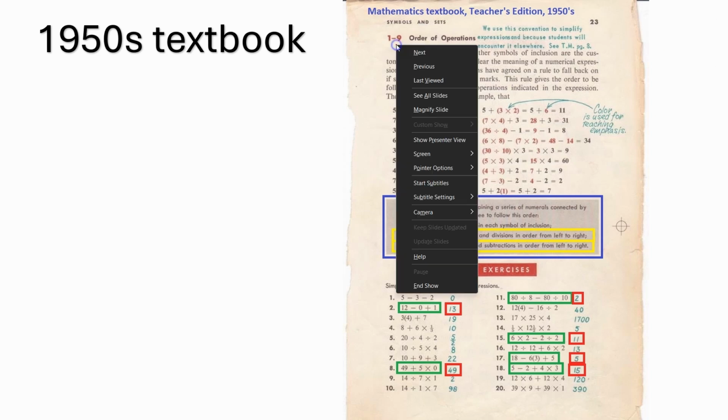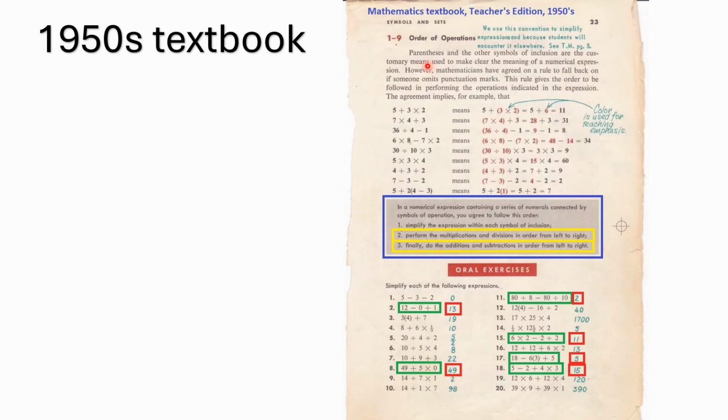And in this 1950s textbook, they are pretty clear. It says, parentheses and the other symbols of inclusion are the customary means used to make clear the meaning of a numerical expression. However, mathematicians have agreed on a rule to fall back on if someone omits punctuation marks, parentheses. This rule gives the order to be followed in performing the operations indicated in the expression. The argument implies, for example, that, and it goes through all these different examples here, like 5 plus 3 times 2. The answer is 11 because you're solving the multiplication before you add.